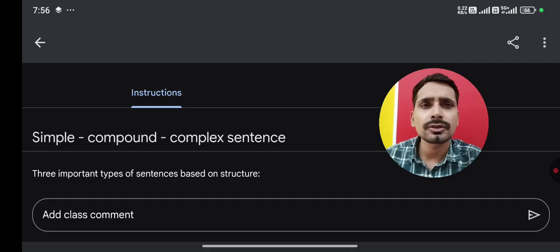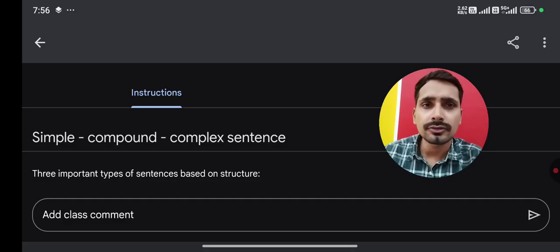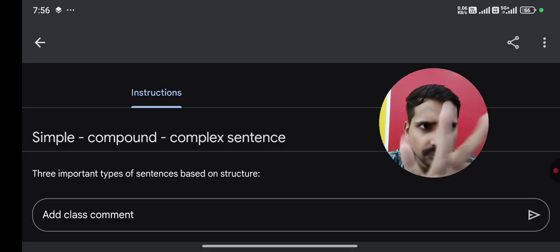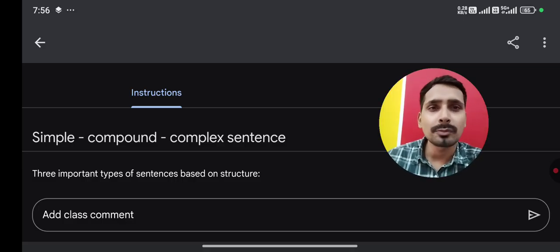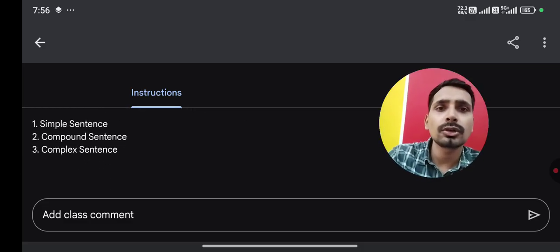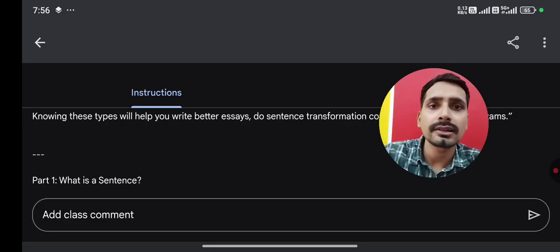Today's topic is simple, compound, complex sentence. Based on structure, we have three types of sentences. Number one is simple sentence, number two is compound sentence, and number three is complex sentence. Let's go through all these three and find out what they mean, where we use them, and how they are helpful in our exams.